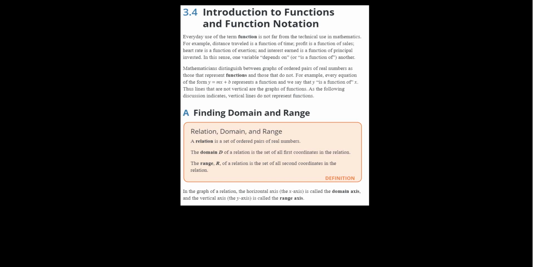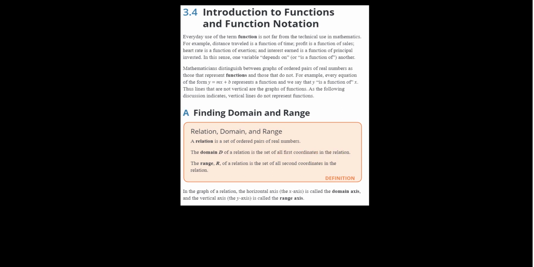And starting down here, relation, domain, and range. So a relation is a set of ordered pairs of real numbers. Okay, so it doesn't tell us too much, but let's move on. The domain, which we'll denote as D, of a relation is a set of all first coordinates in a relation. So the first coordinates, if you recall, right?